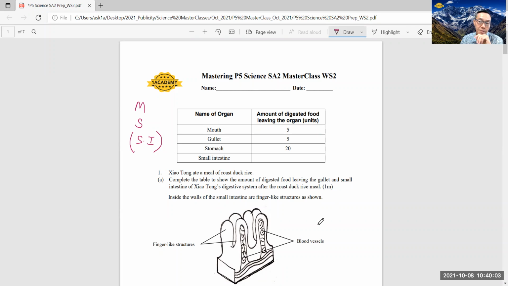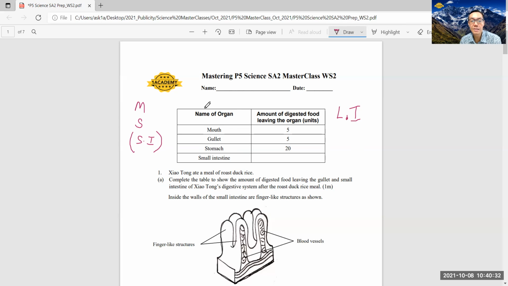So at the small intestine, the digested food will pass through the walls of the small intestine into the bloodstream. So the blood carries the nutrients to all parts of the body. Okay, what's the function of the large intestine? The large intestine is to absorb water from the undigested food, and then send the undigested food to be excreted, pass out from the body through the anus.